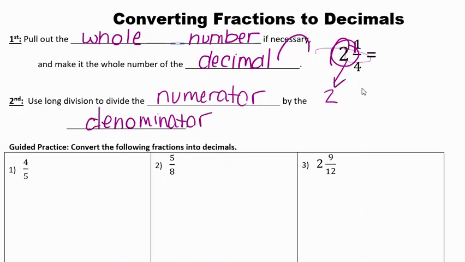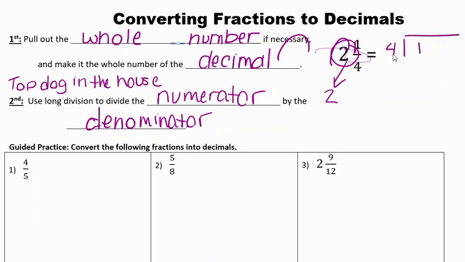So I pulled out the 2. Now I'm going to do numerator divided by the denominator, which is top dog in the house. So I'm going to put 1 inside, 4 goes outside. 4 can't go into 1. 4 can go into 10 2 times. Make sure you add that decimal point up top. That'll be 8. Subtract, I get 2.